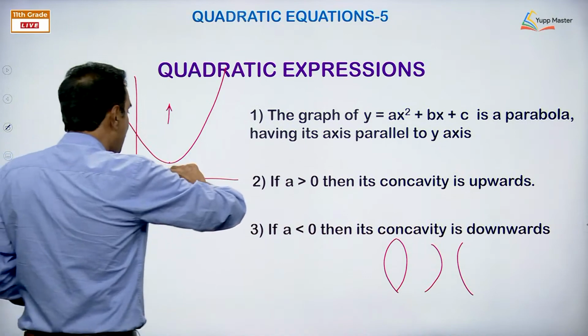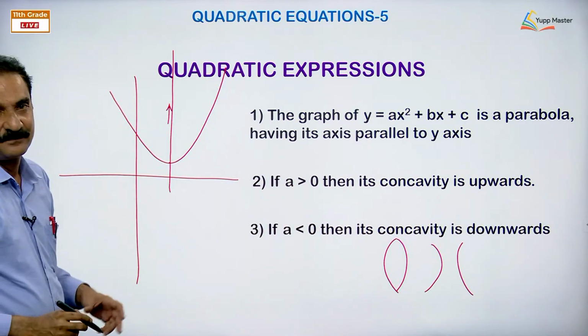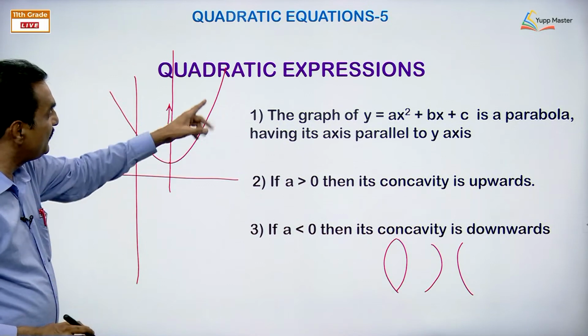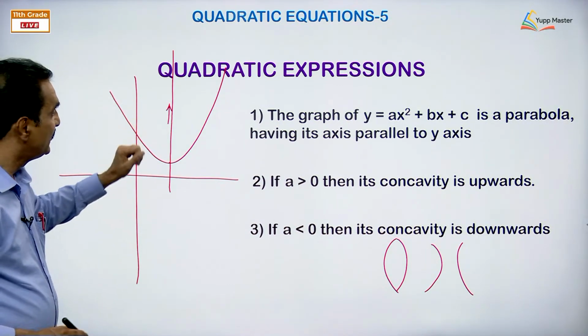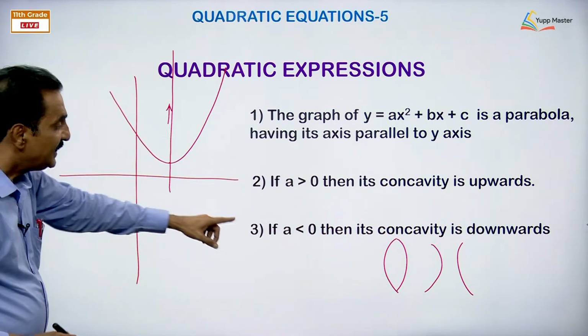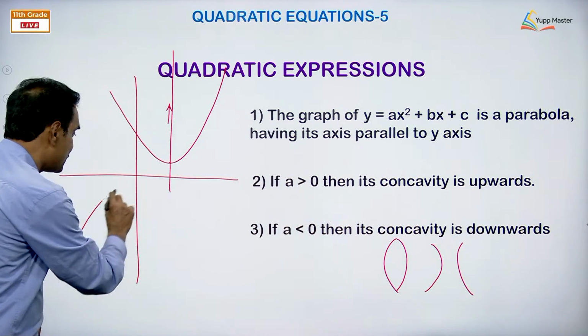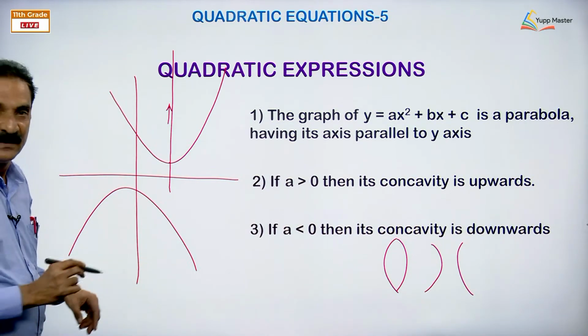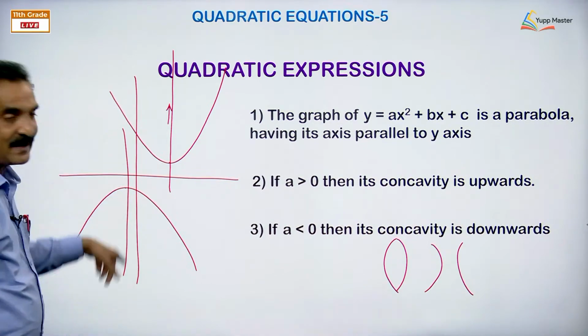Through the vertex, if you draw a line parallel to y axis, it is called axis, and the parabola will be symmetric about its axis. Next, if a is less than 0, then the concavity will be downwards. The parabola will be like this. Again, this is called vertex and this line is called axis.